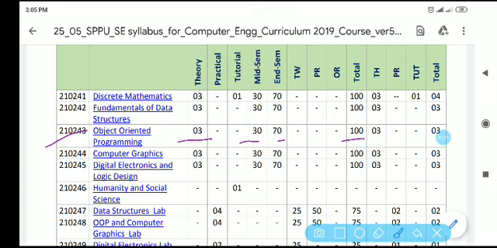Then for this subject you also have a lab. The lab is included with the computer graphics subject. In this lab, one turn is for CG and one turn is for your OOP. You have 25 marks as term work and 50 marks for the practical, so a total of 75 marks for the practical examination.